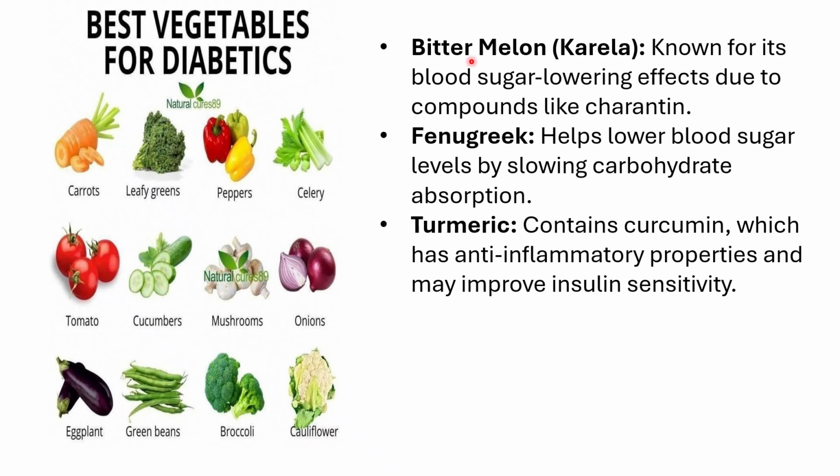Another vegetable that's my favorite is bitter melon. It looks like a squash, but it has squiggles on it. It's a very awkward looking vegetable, but it has some huge benefits, right? Known for its blood sugar lowering effects due to compounds like carotene, right? So it's very important that you consume this.